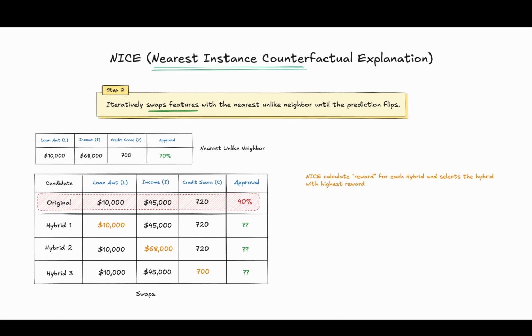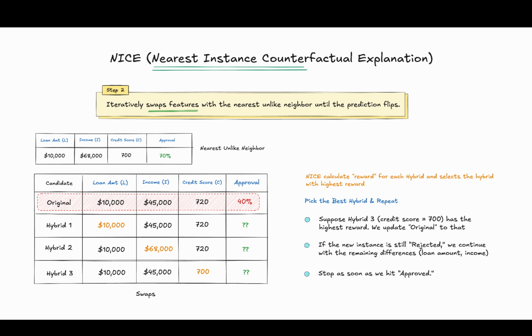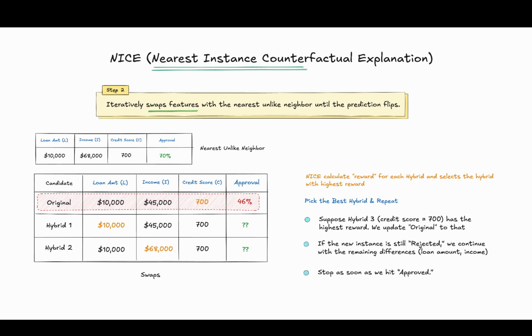Now we evaluate these hybrids. Each hybrid is evaluated to see how much it improves the prediction towards approved. This is done using a reward function, which we'll discuss shortly. The hybrid with the highest reward is chosen as the new best instance for the next iteration. So say, for instance, hybrid 3 has the highest reward in the first iteration, and NICE updates the original instance to this hybrid. So now loan amount becomes 10,000, income becomes 68,000, and credit score is 700 because it borrowed the credit score from hybrid 3.